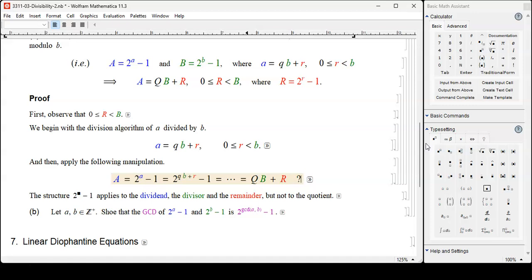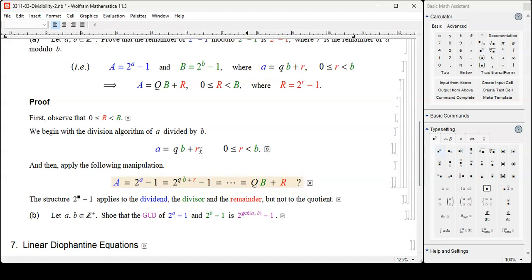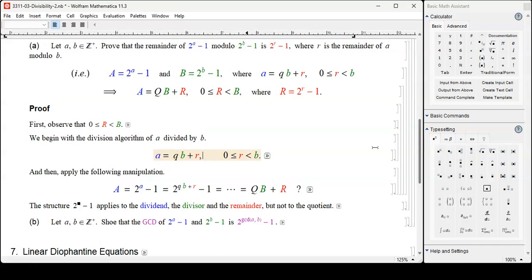All right, a brief recap. This is where we start, and then that applies to the power of 2, and then minus 1. And then somehow you have to prove that this is some quotient times B plus capital R, where B is 2 to the b power minus 1, capital R is 2 to the r power minus 1.